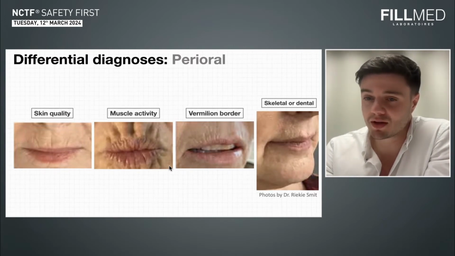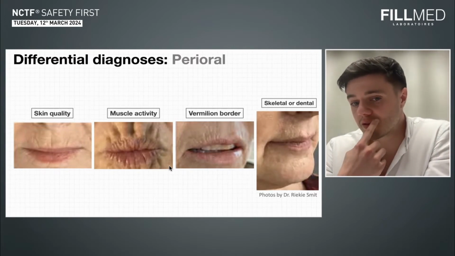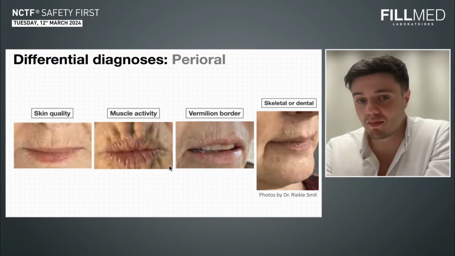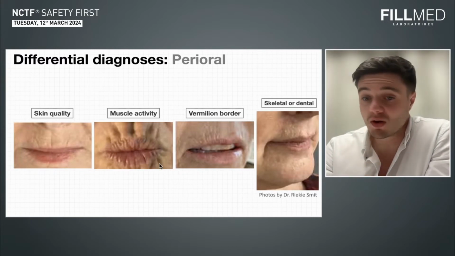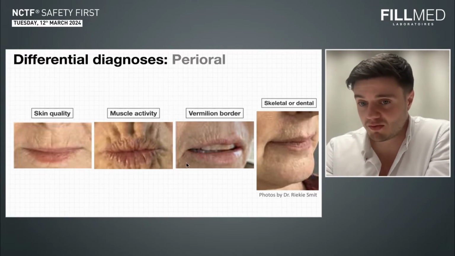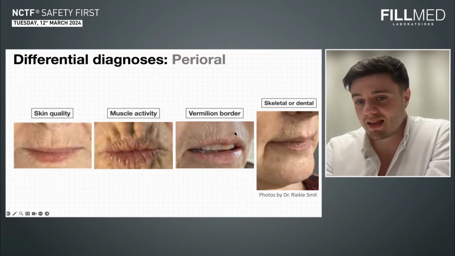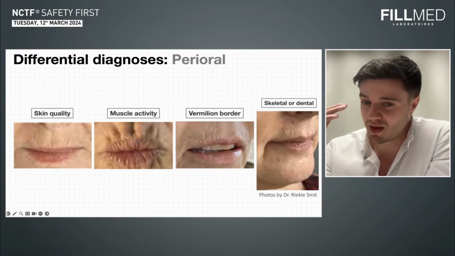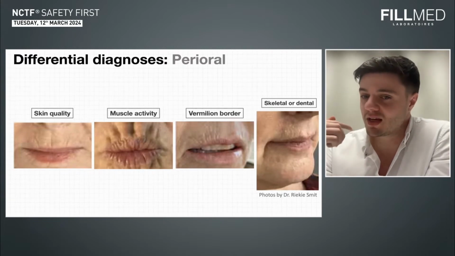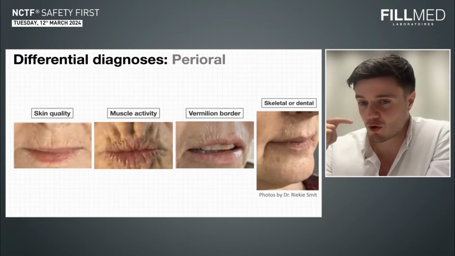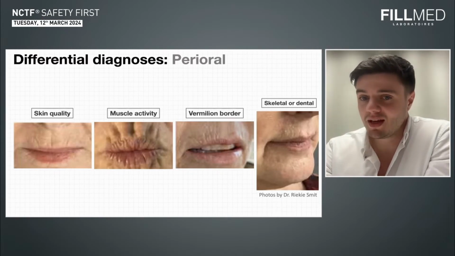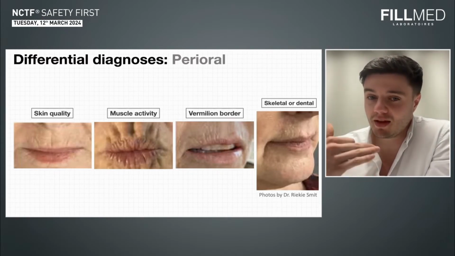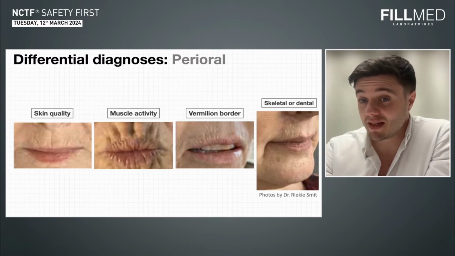So I'm thinking about the depressor anguli oris muscle pulling down the corners of the mouth, and also if patients request aesthetic improvements of particular components of their lips. For example, in this case with the vermilion border, you can see as we age that the vermilion border actually inverts.